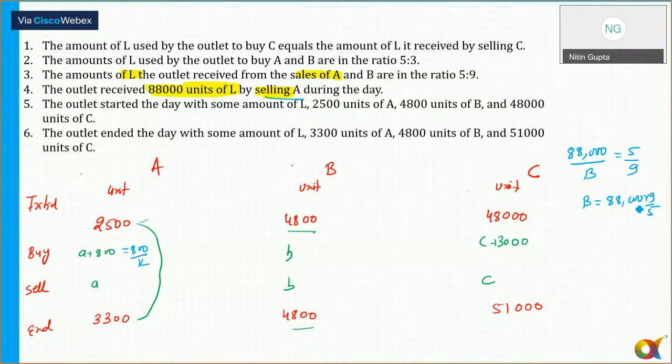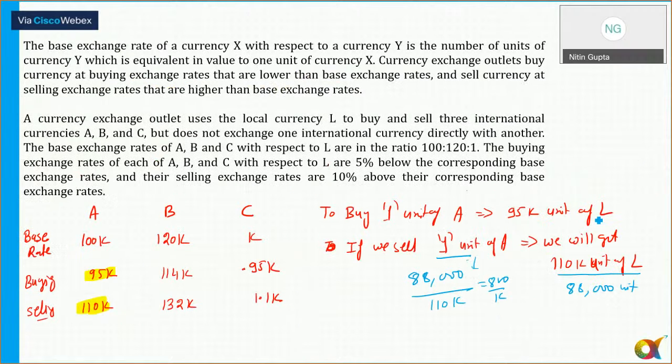It says the amount of L that the outlet received from the sales of A and of B. So from selling B, we get this much. So what is the number of units of B? For the number of units of B, you can see the exchange rate.